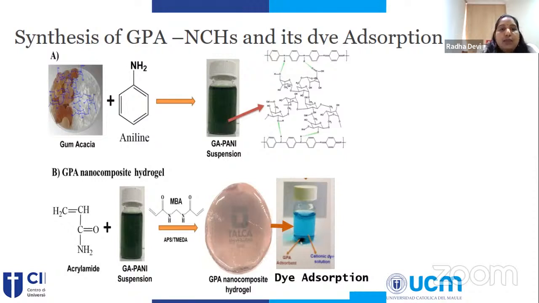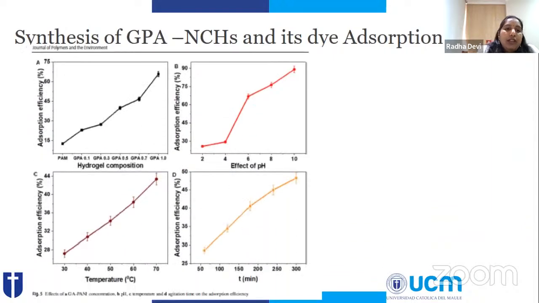And the results of this experiment showed that with the various formulations of the hydrogel, the adsorption efficiency kept on increasing. So what we found is that GPA with a formulation of 1 was ideal for the dye adsorption study. Using this, we continued with studying the effect of pH, and we found that the maximum adsorption efficiency was found to be at a pH of 10, where it showed an adsorption efficiency of 90%.